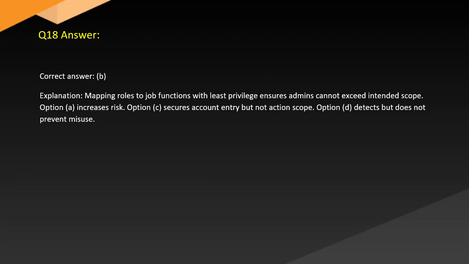Answer. Correct answer: B. Explanation. Mapping roles to job functions with least privilege ensures admins cannot exceed intended scope. Option A increases risk. Option C secures account entry but not action scope. Option D detects but does not prevent misuse.